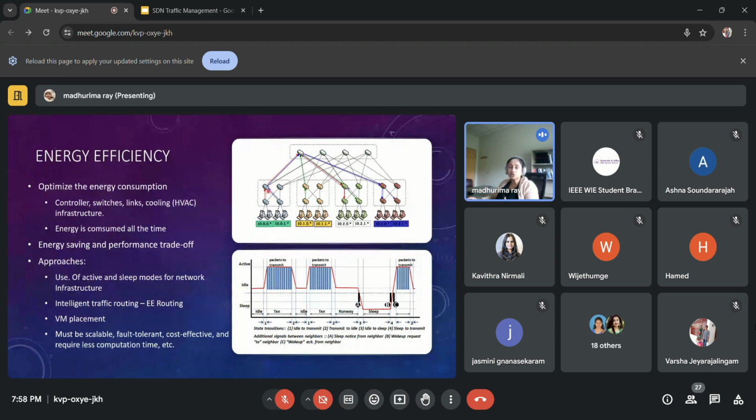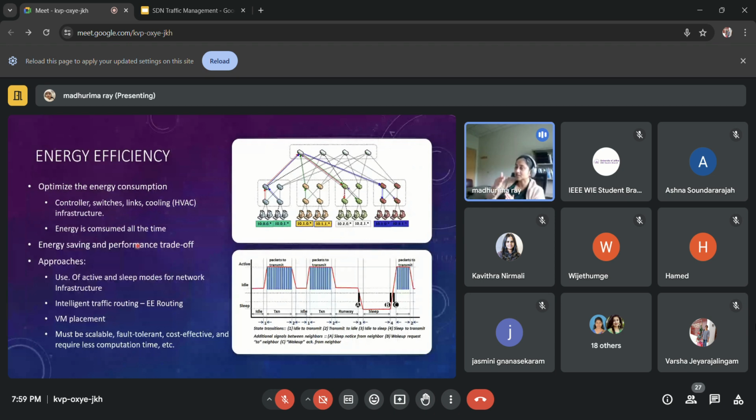So if you are consolidating multiple flows along a fewer or handful number of links, you have a better opportunity to exploit the sleep states of the devices. But the problem is you may end up in a spot that creates a little bit of congestion in the network. So it's a trade-off between performance and energy saving, like how far you want to consolidate and pay for your performance. So there should be a balance.